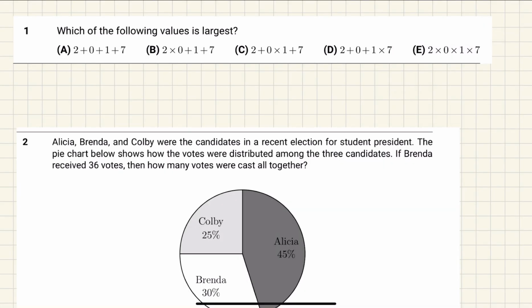Hello everybody, we're going to look at this problem from the AMC 8 2017. It's the first problem. It's very straightforward, but there's an important tip to learn from it. So which of the following values is the largest? This one, this one, this one, this one, or this one?